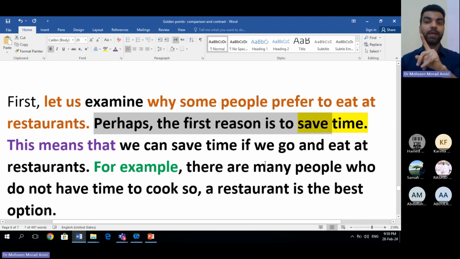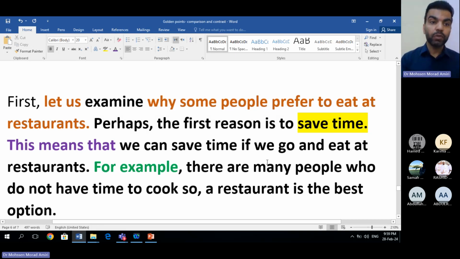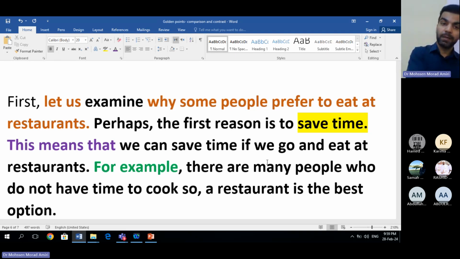Why? When you give the first reason, what you have to do is explain it and elaborate it with examples. What do you mean that it can save time? Your teacher will not understand. You gave the reason, but you have to explain the reason. Without explaining and elaborating the reason, there is no benefit. So you have to explain that reason. What do you mean? Save time. You should explain it: this means that.